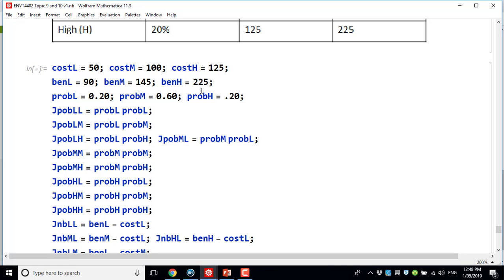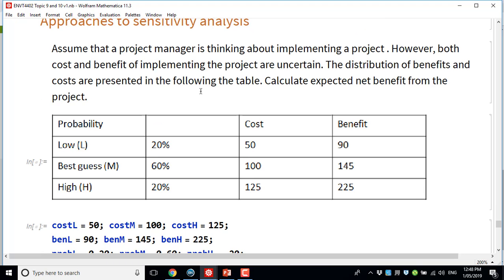So we've said that there are costs and benefits, the best case, and then the probabilities of having different levels of guess, like low, best case, and high. Obviously, the best case is the one that we think is most likely to happen. So that has a probability of 60%, and the low and high have 20% possibility.